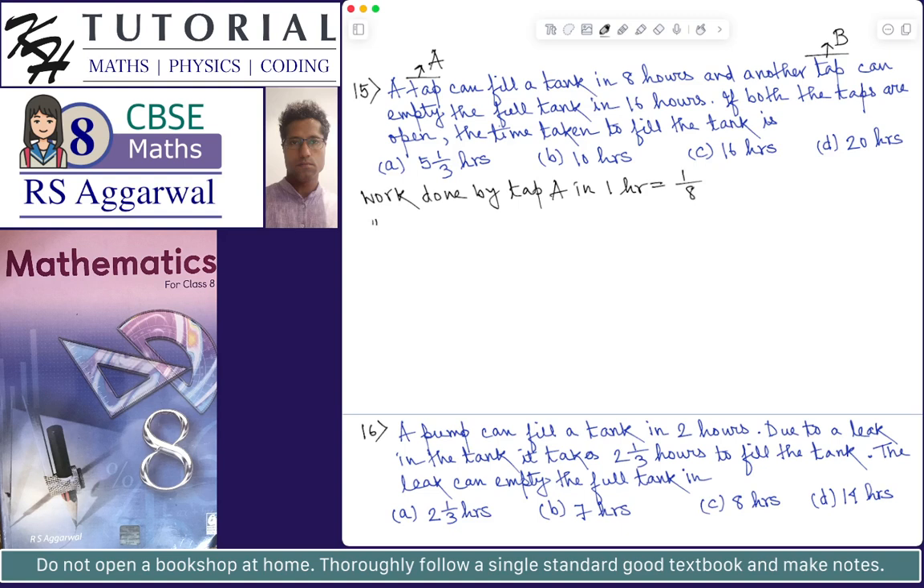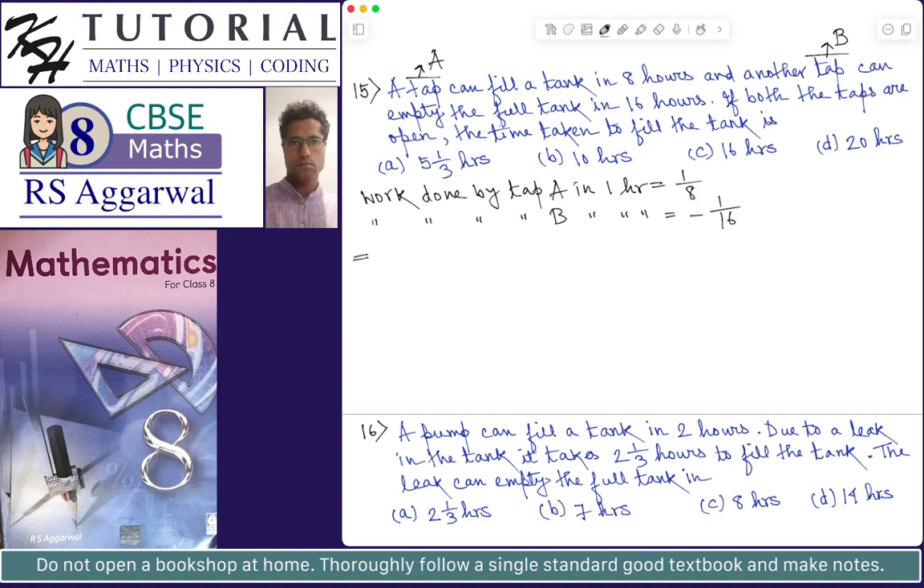Okay. Similarly, work done by tap B in 1 hour will be negative. Always remember that the work done by an outlet is negative. That is, when the tank is being emptied, the work done is negative. This is the convention to use while solving problems on pipes and tanks. So work done by tap B in 1 hour will be negative of 1 by 16, since it is given that the tap B, which is an outlet, empties the full tank in 16 hours. So it will empty 1 by 16th part of the tank in 1 hour.